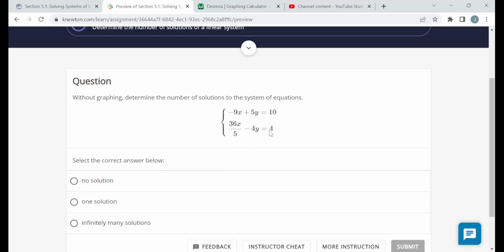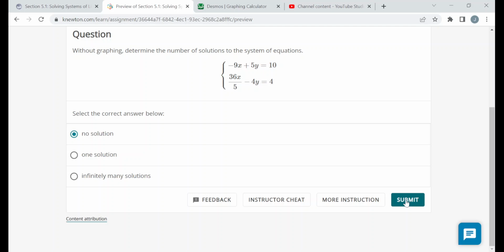Here I'd subtract 36/5, multiply everything by negative 1/4, or divide by negative 4. That would also have positive 9/5 as a slope, but have -1 as a y-intercept. So these have the same slope but different y-intercepts. So these are parallel. These are not going to cross. This system has no solution.